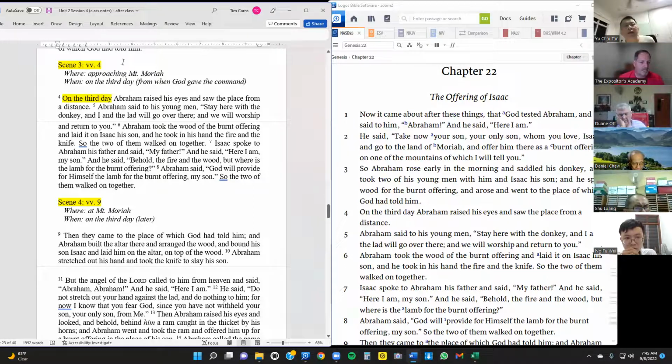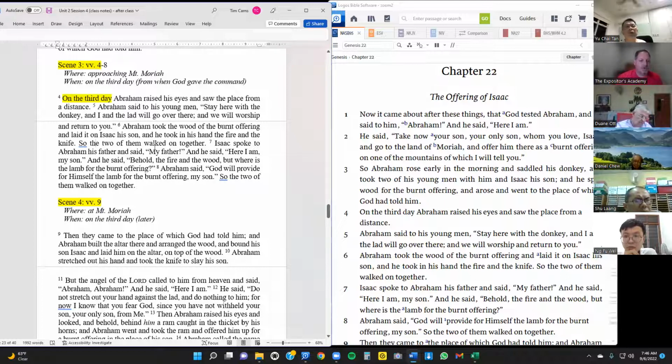So can we say that verse 4, is it verse 4? Yeah, they were sort of at the foot of Mount Moriah. Yeah, I think so. Well, it says they saw the place from a distance. So they're not there yet, but they could see the mountain, but they still seem to be far away. And so it's interesting, right?